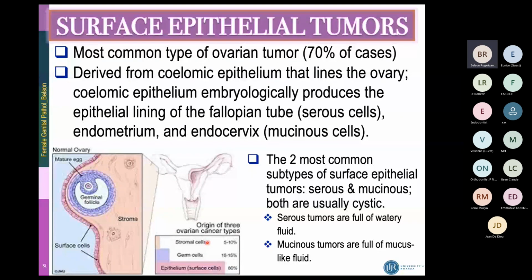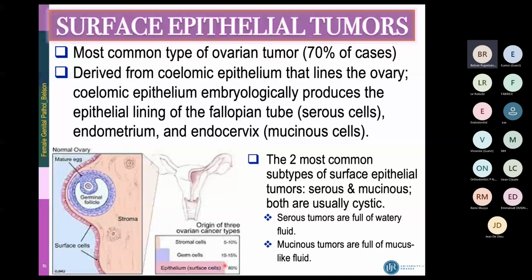So the surface epithelium, first of all, you can see that the tumors of the ovary, the majority, about 80%, they come from this surface epithelium. So nubwo kuri histology ari akantu gato cyane akenshi katanagaragara, ariko niko gateza ibibazo byinshi. So the surface epithelial tumors are the most common. So here it is about 70%, here 80%. So biterwa na study yatanze references. So they are derived from coelomic epithelium that lines the ovary.